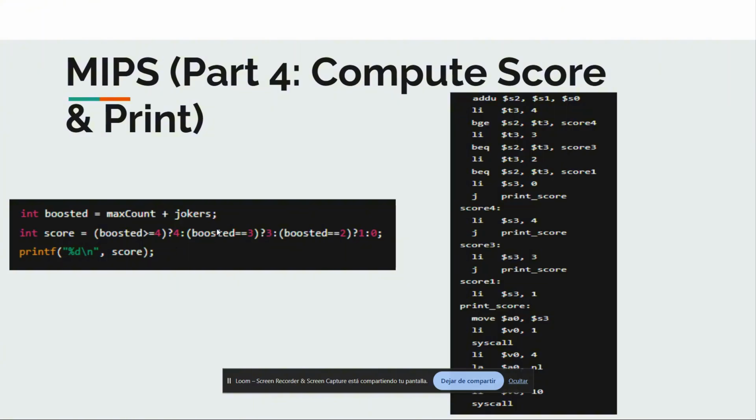This boosted variable is pretty important so that we can align Jokers with the actual frequency score, the maximum score that we got. And it is also pretty straightforward. Branch greater equal, branch equal, we use the ifs just like here. For the print score, we jump to print score, and that part is also pretty straightforward.